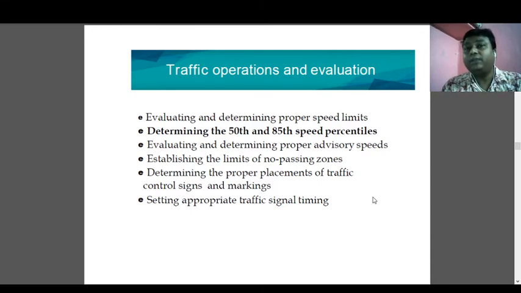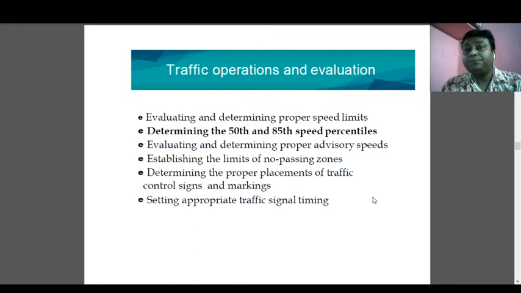Now we get a value for a particular day and a particular hour. For different hours of a day we will get a different 85th percentile speed. Again for different days of a month we will get a different percentile speed, and for different months of a year we get a different speed. So the average of these speeds is taken as the 85th percentile speed, and this is the speed limit for that particular location.